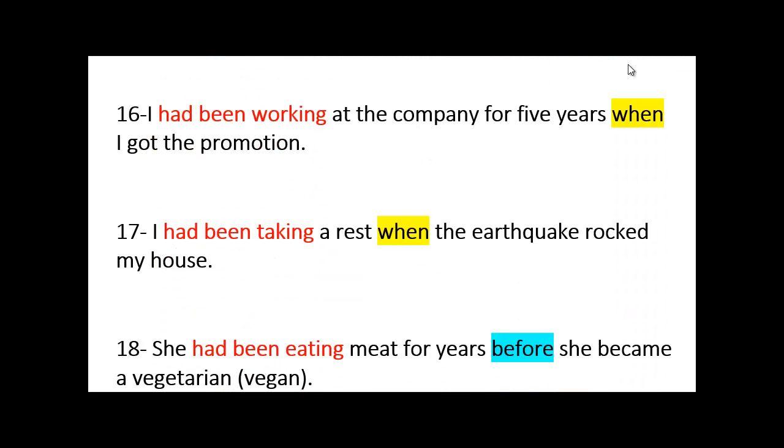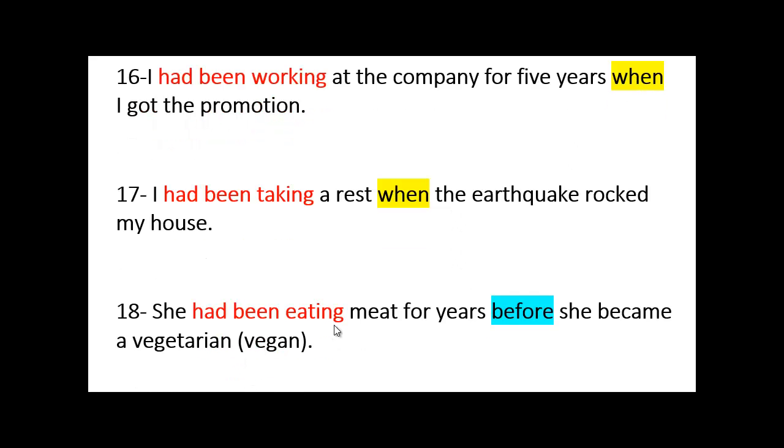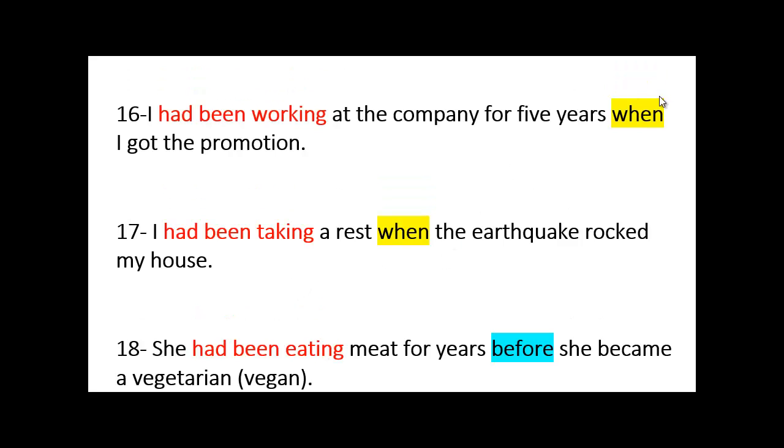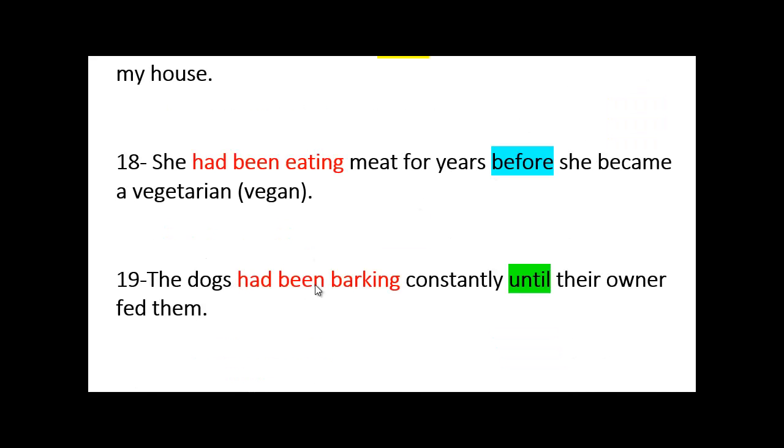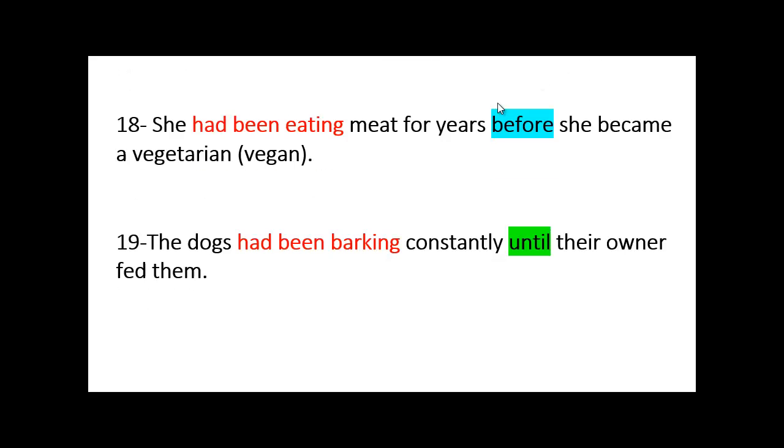Another three examples with when and before. She had been eating meat for years before she became a vegetarian or a vegan. The other two examples are similar, with when as a conjunction. The dogs had been barking constantly until their owner fed them. We're using until here as a conjunction, and I think that's about it, really.